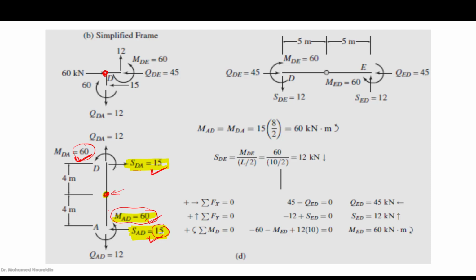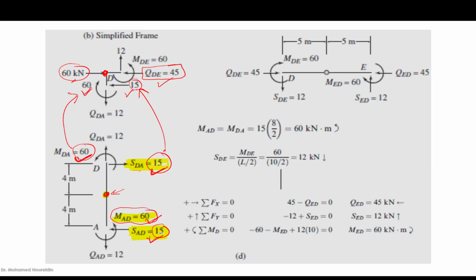Okay, now let's go to the second point, which is joint D. This 15 is going to be exactly reversed here. So we know this 15. And this moment is going to be reversed here. So we know the 60 now, right? We have 15 here. We have 60 here. From the horizontal force equilibrium, the QDE should be 45, which is 60 minus 15, so it is 45.